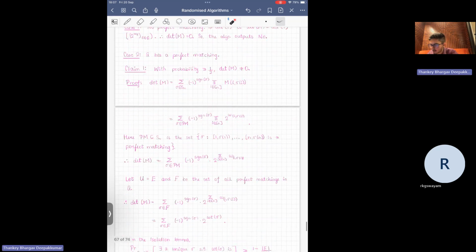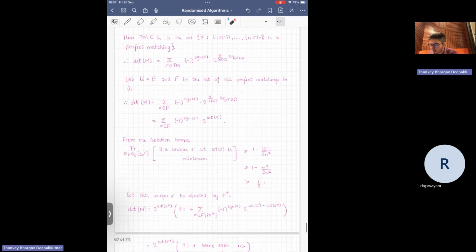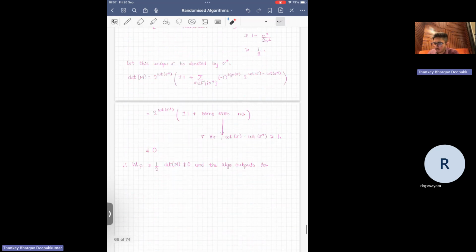In the analysis, one of the facts that we noted was the following. If the graph has a perfect matching, then the isolation lemma tells you that with very high probability, there would be a unique perfect matching with minimum weight. Let me call that unique perfect matching sigma star. Then the determinant of M would look like 2 to the weight of sigma star times some odd number. This implies that the largest power of 2 dividing the determinant of M is the weight of sigma star. This is what we saw last time.